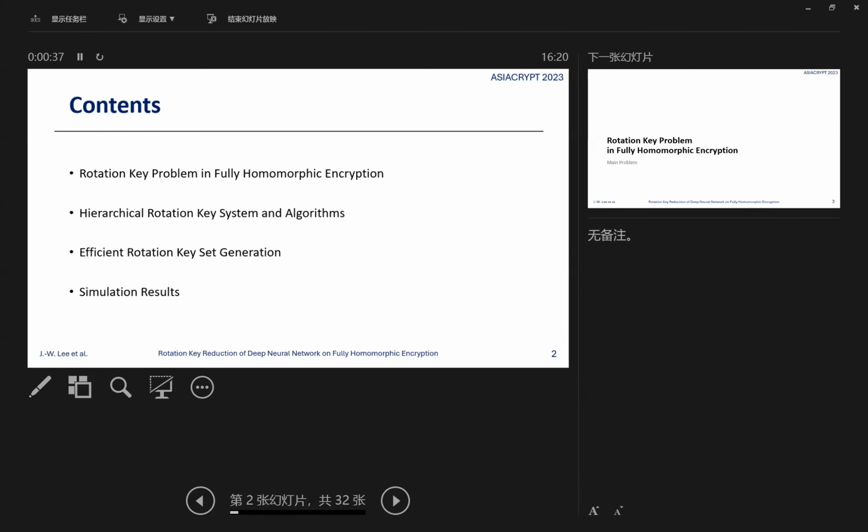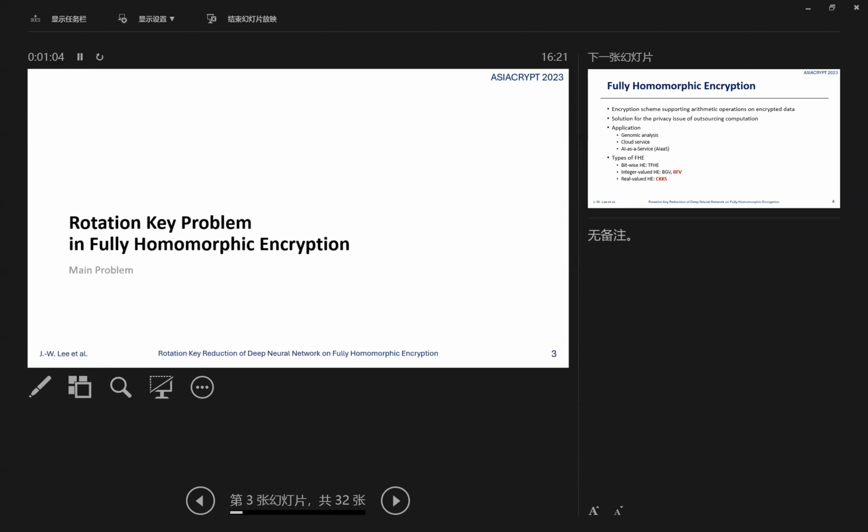So the outline is this. I will introduce the rotation key problem in the encoding application. Usually I focus on BFV and CKKS. And I will propose the hierarchical rotation key system and algorithms. And then I propose the efficient rotation key set generation algorithms. And I will show the simulation results for these proposed algorithms.